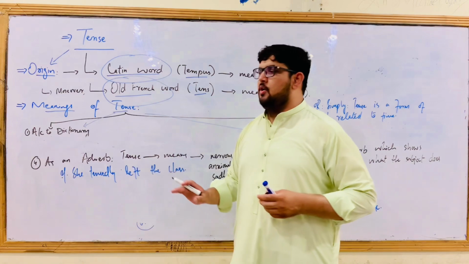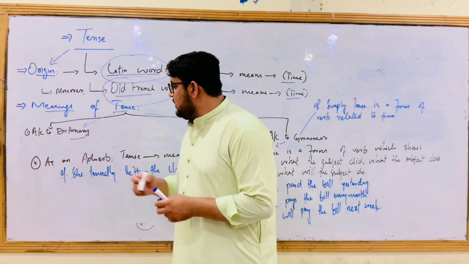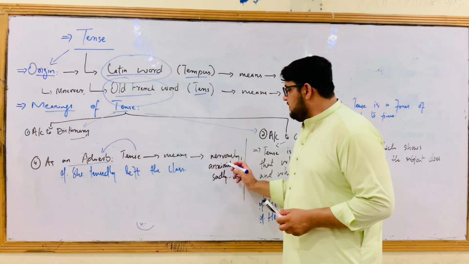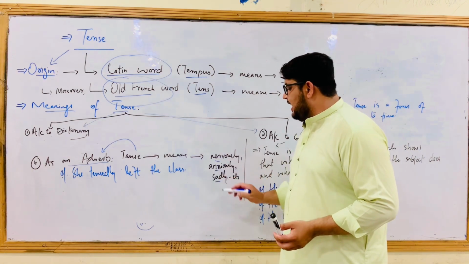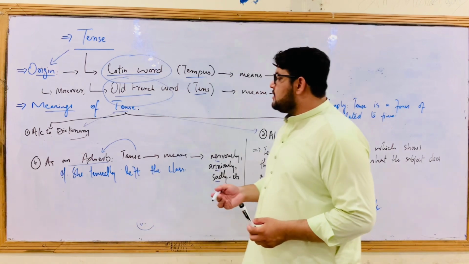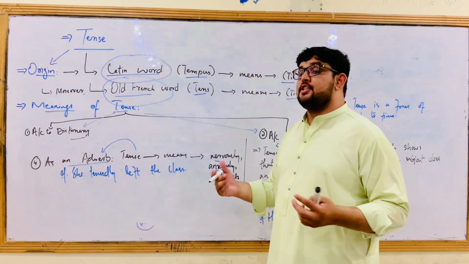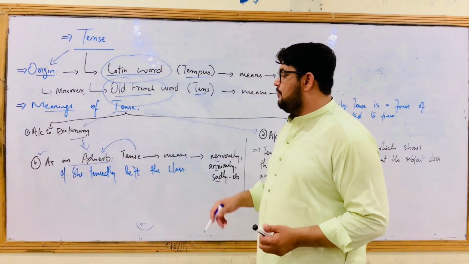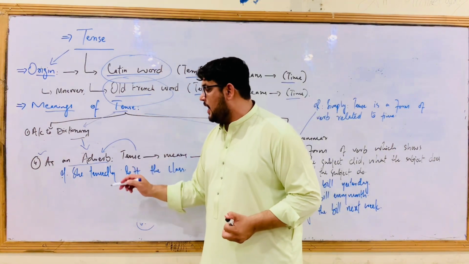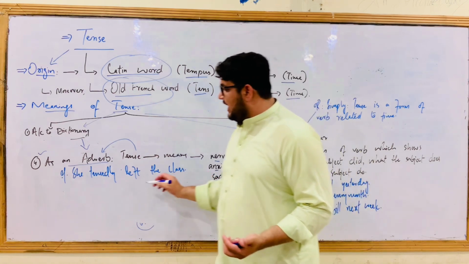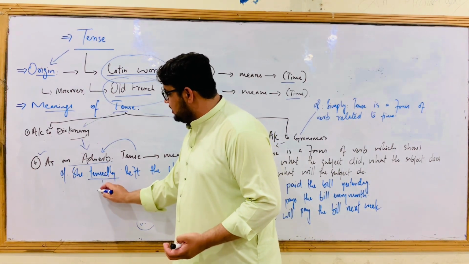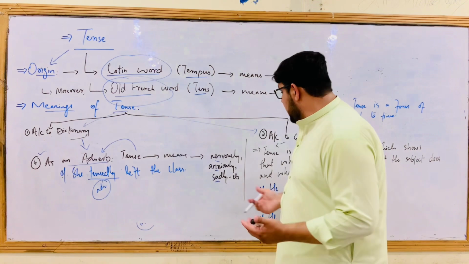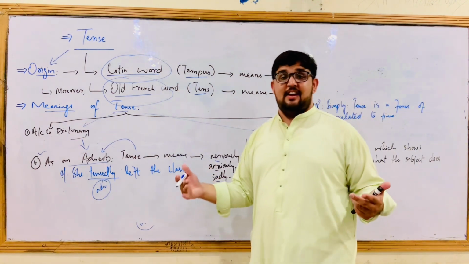Next, the fourth meaning of tense according to dictionary is tense as an adverb. Tense as an adverb means nervously, anxiously, sadly. As an adverb, it modifies the meaning of a verb, showing how an action happened. So the fourth meaning and function of tense is that it functions as an adverb. Like, she tensely left the class. Here tensely functions as an adverb, and it means that she nervously left the class. She anxiously left the class. She sadly left the class.